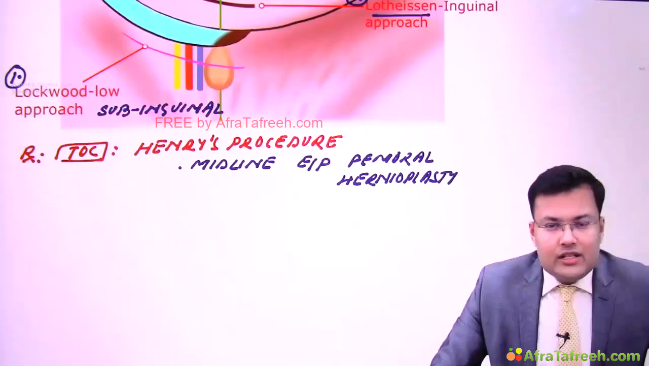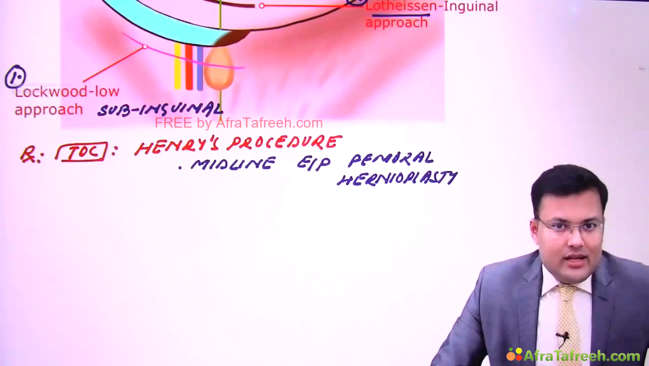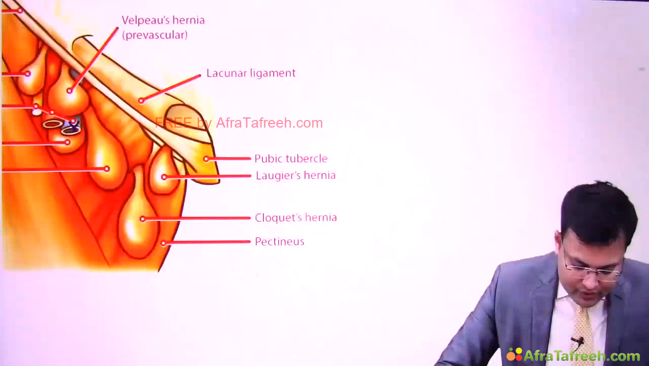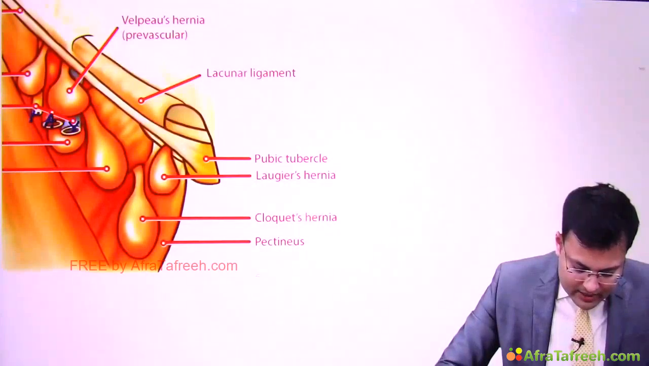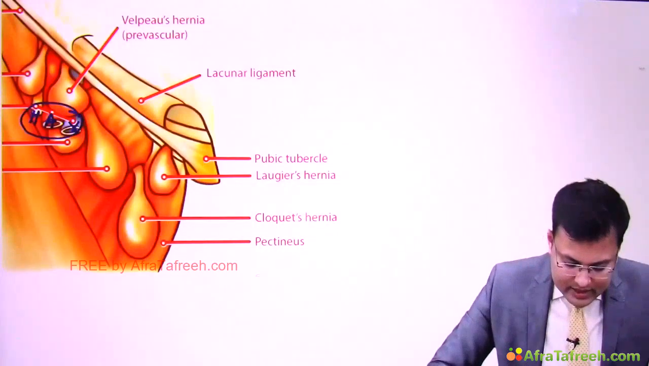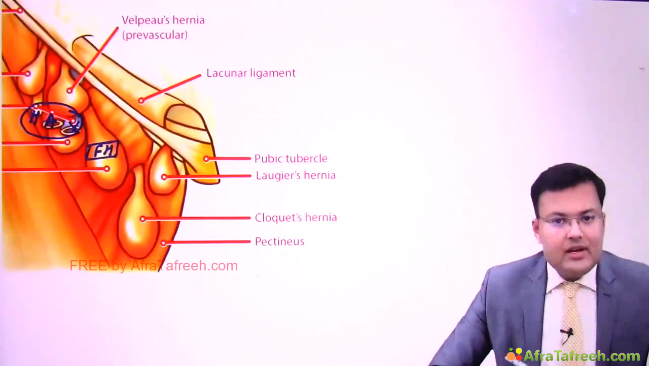One is Logier's, second is Cloquet, and third is Nareth. See, what are these types? In this diagram, if you see the relation, this is femoral vein, this is femoral artery, and this is nerve. So vein, artery, nerve. And what is this hernia? This is the typical femoral hernia.